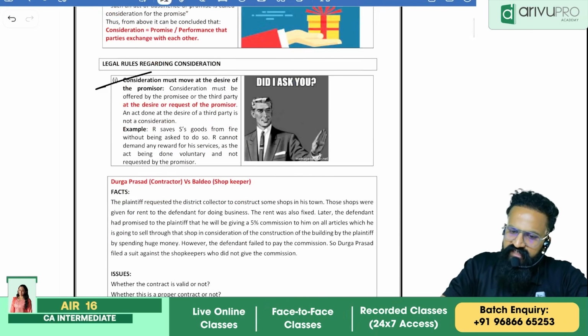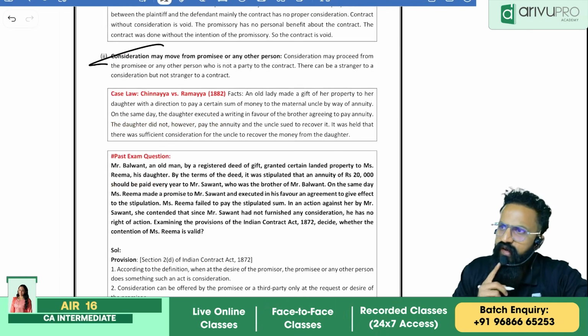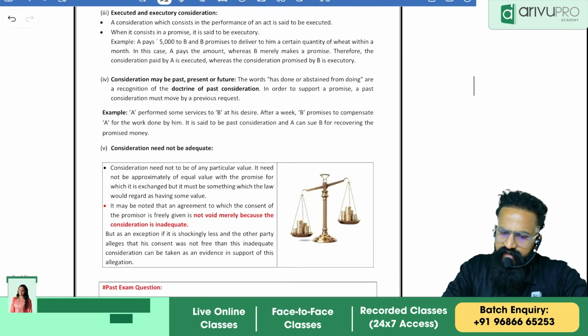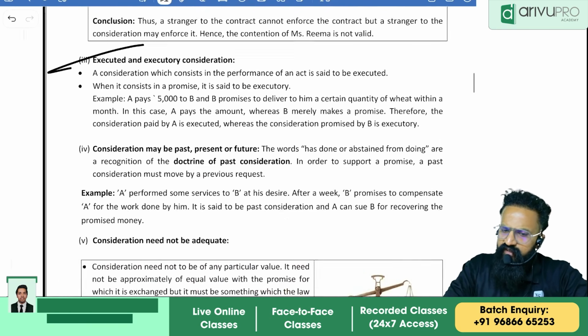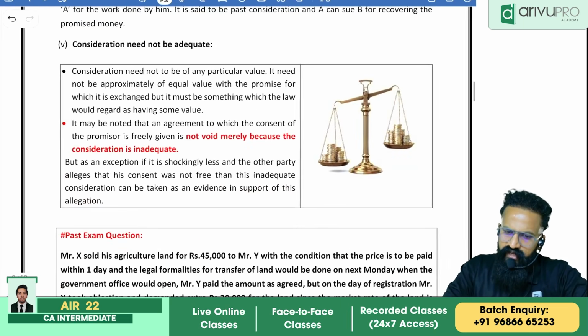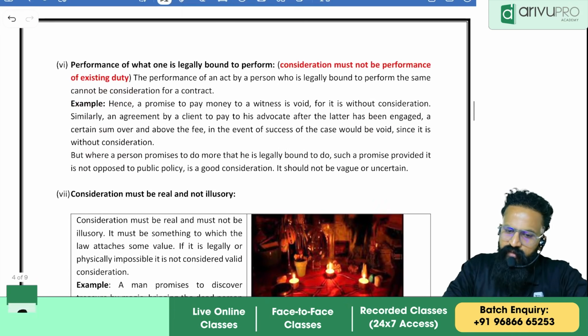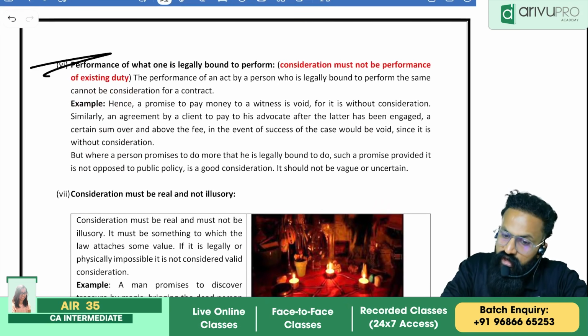So consideration must move at the desire of the promisor. Consideration may move from the promisee or any other person. Consideration can be past, present. Consideration may be executed. Consideration need not be adequate. And performance of what one is legally bound to.